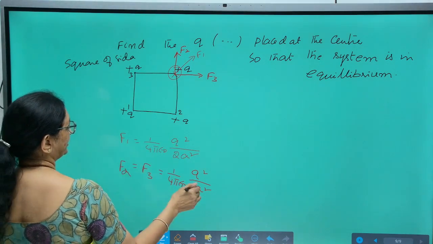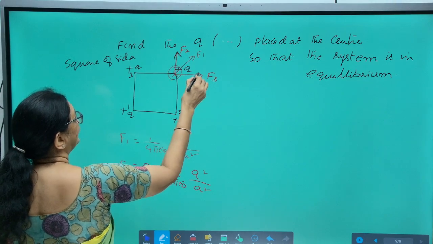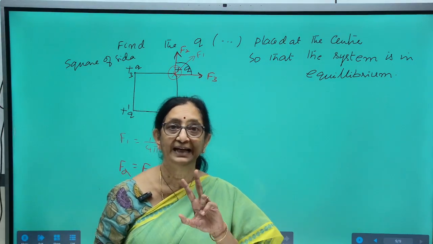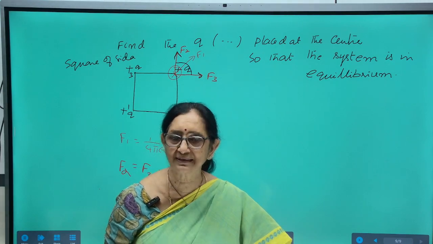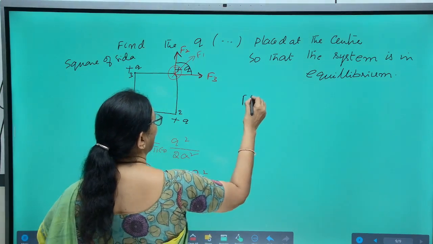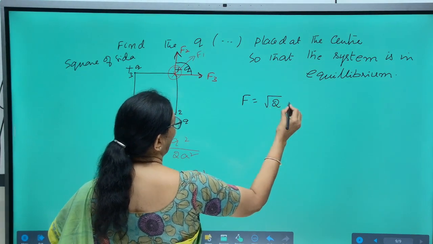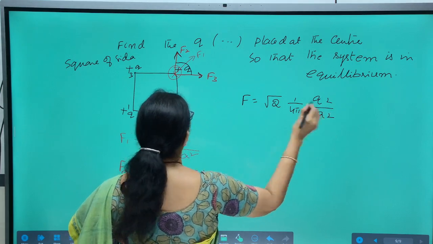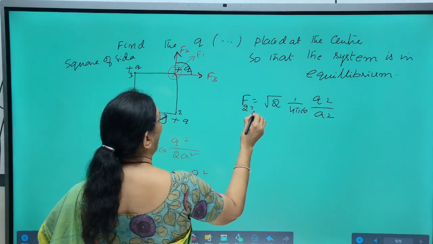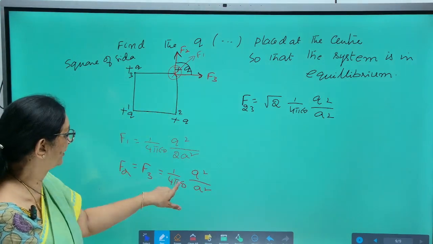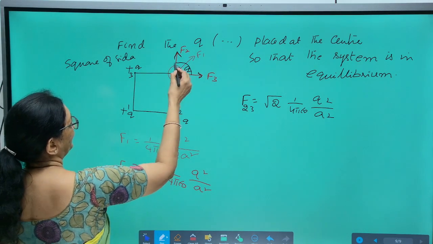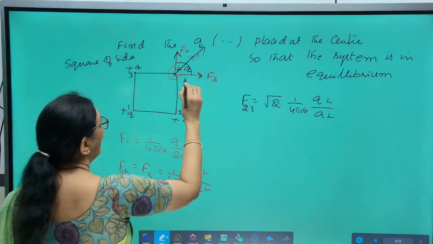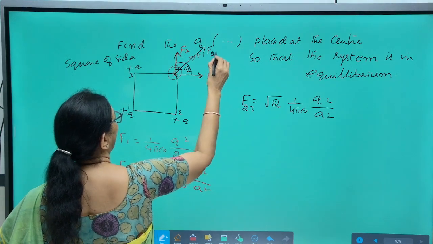These two are equal in magnitude and they are at right angles. When two forces of equal magnitude are at right angles to each other, the resultant force is root 2 times 1 by 4 pi epsilon naught q squared by a squared. That is the resultant of F2 and F3, and it will be along this direction because that is the angular bisector. This is F23.